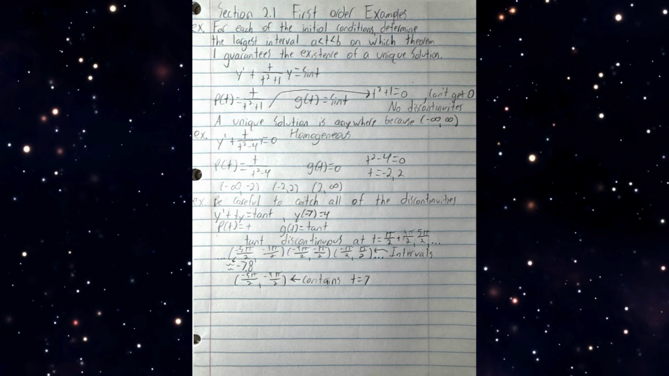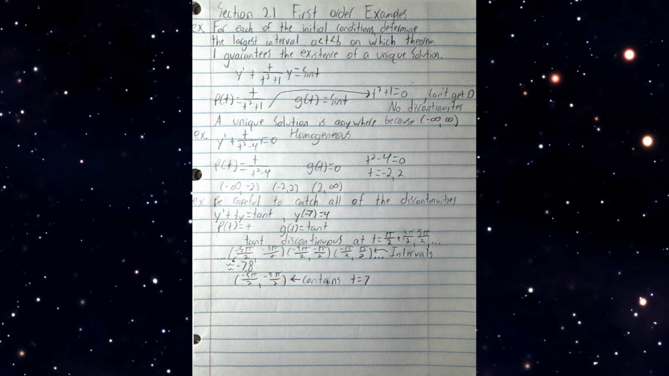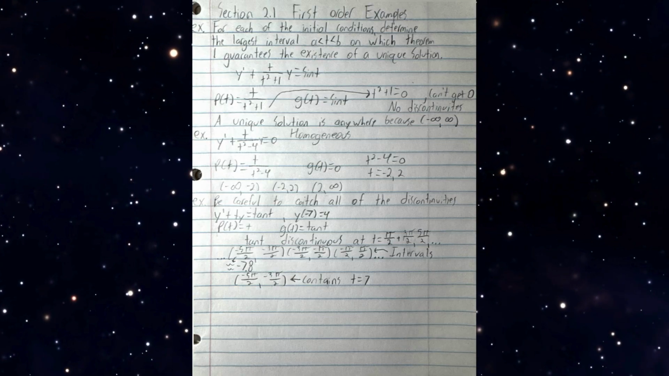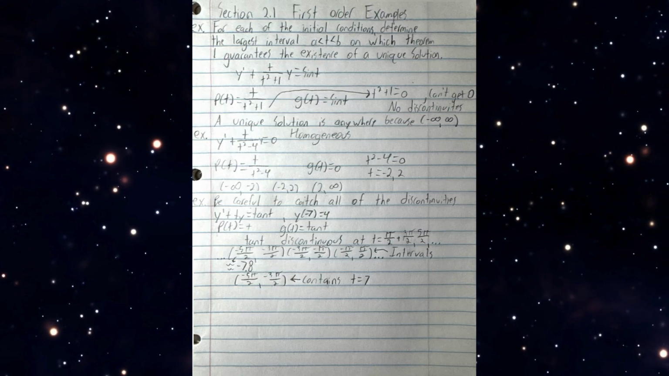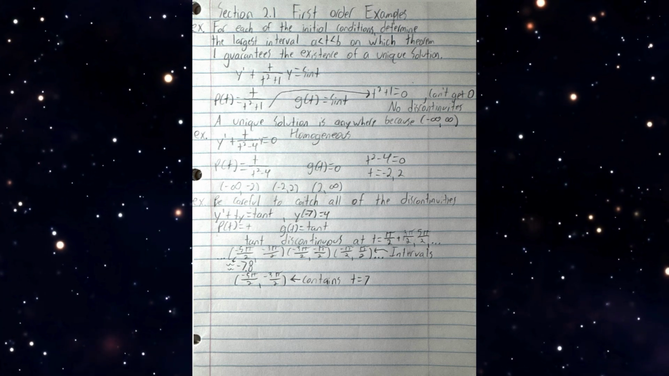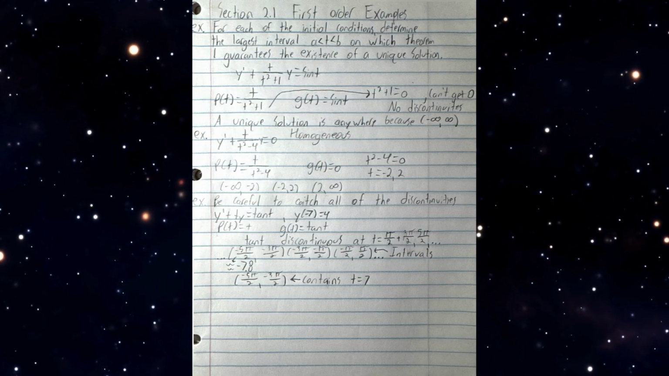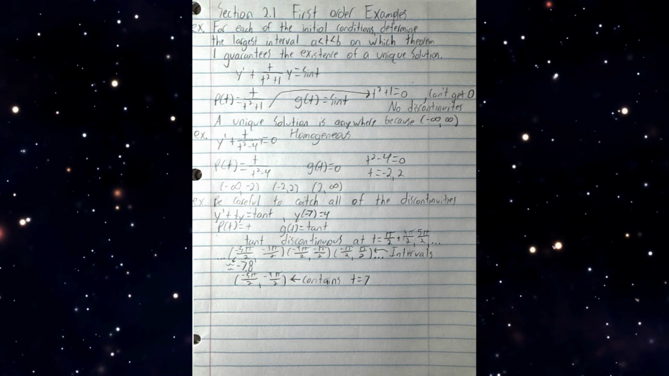So p of t would be equal to t divided by t squared plus 1, and g of t equals sine of t. So the equation we want to examine is that t squared plus 1, and we will notice that there are no discontinuities in that. So a unique solution can be found anywhere in the interval negative infinity to infinity.